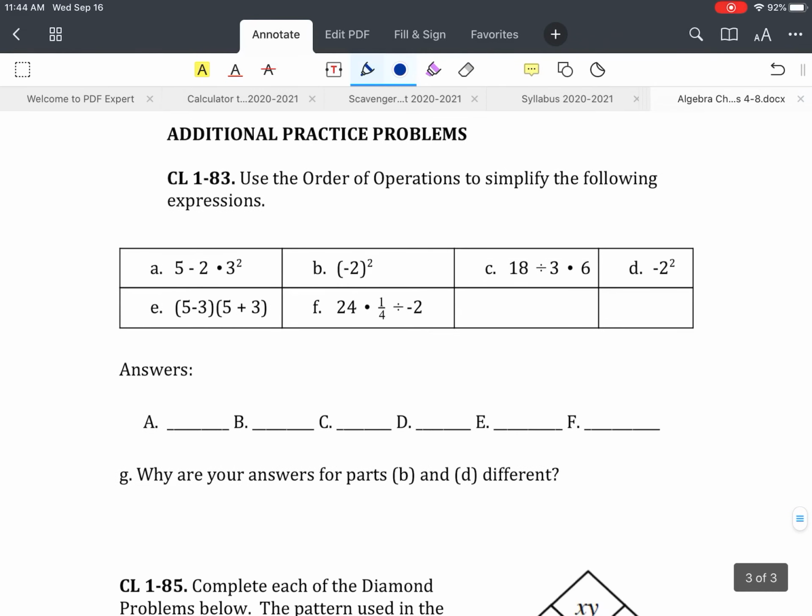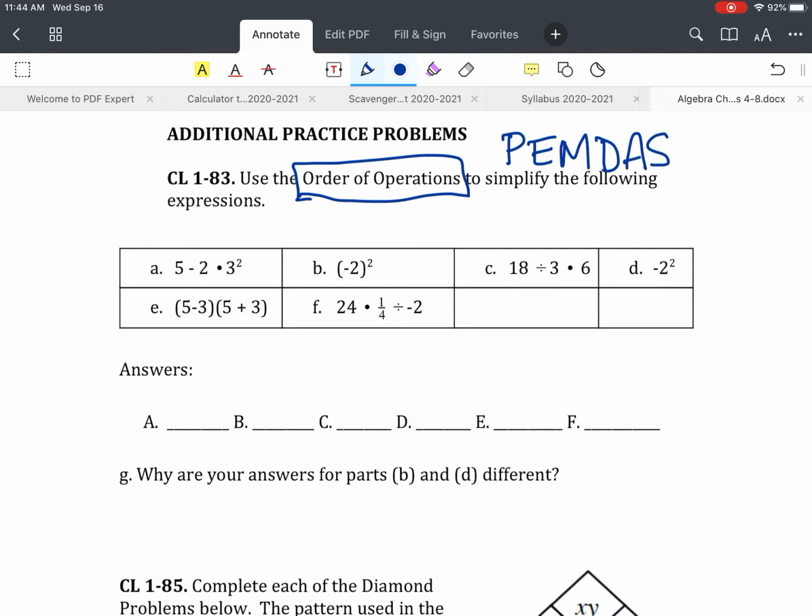Then we go into some calculator problems and order of operation problems. And you may want to write this down. Please make sure you're following PEMDAS, which you all know is parentheses, exponents. Multiplication and division, you do those in order from left to right. Addition and subtraction, you do those in order from left to right. So you can use your calculators, you can do some work off to the side, but you're going to write your answers here for A, B, C, D, E, and F.